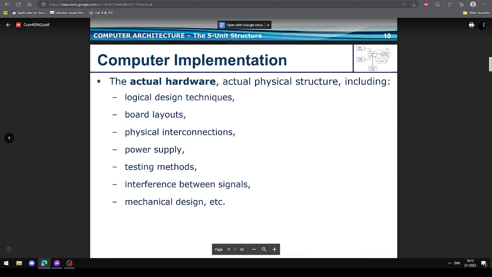Computer implementation: the actual hardware, actual physical structure, including logical design techniques, board layouts, physical interconnections, power supply, testing methods, interface between signals, mechanical design, etc.